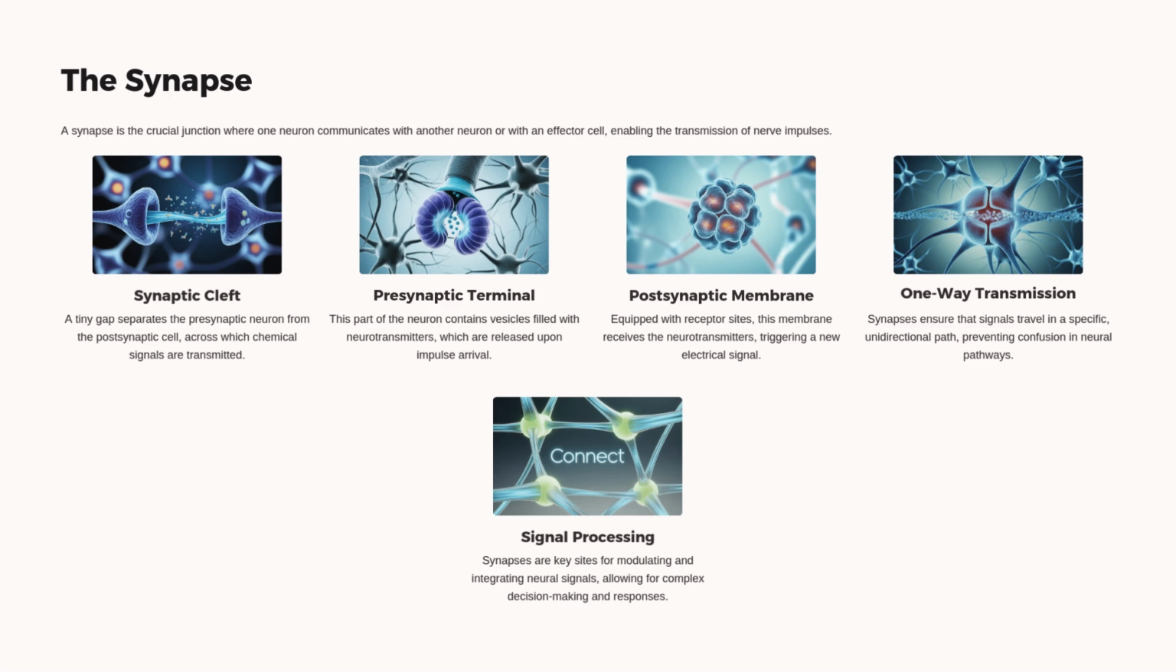Presynaptic terminal. This part of the neuron contains vesicles filled with neurotransmitters, which are released upon impulse arrival. Postsynaptic membrane. Equipped with receptor sites, this membrane receives the neurotransmitters, triggering a new electrical signal. One-way transmission. Synapses ensure that signals travel in a specific, unidirectional path, preventing confusion in neural pathways. Signal processing. Synapses are key sites for modulating and integrating neural signals, allowing for complex decision-making and responses.